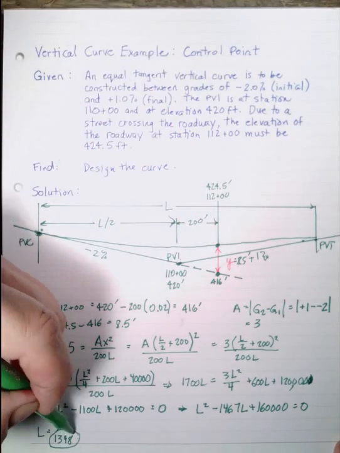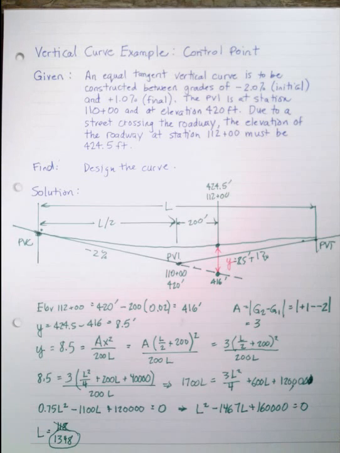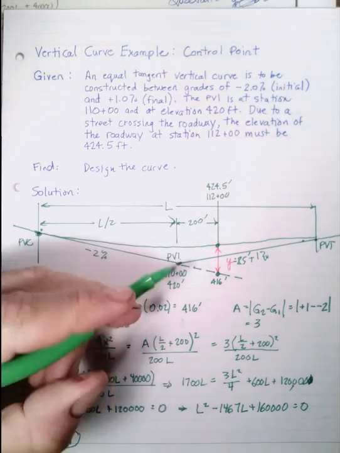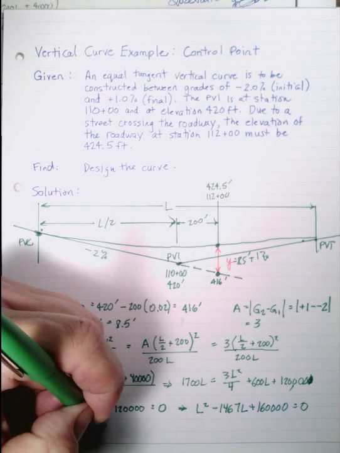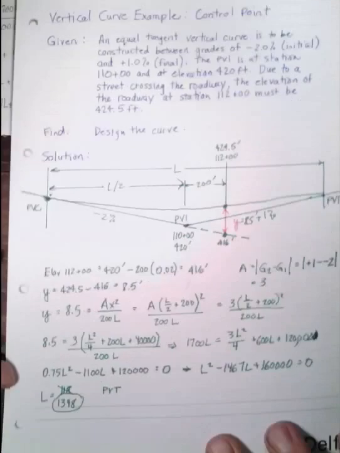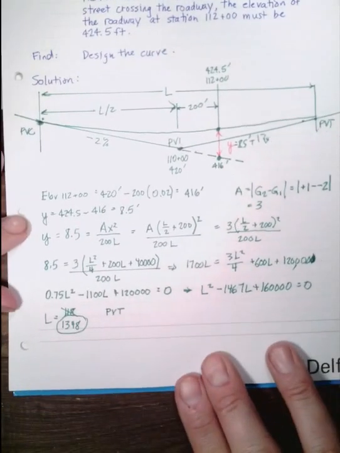And we're almost done. We've designed the curve essentially to be 1,348 feet. If I was a designer and I was going to do this, I probably would just say 1,350. But what we want to do now, just to wrap things up, is to calculate station and elevation of the PVC and the PVT. So we can start at the PVI.